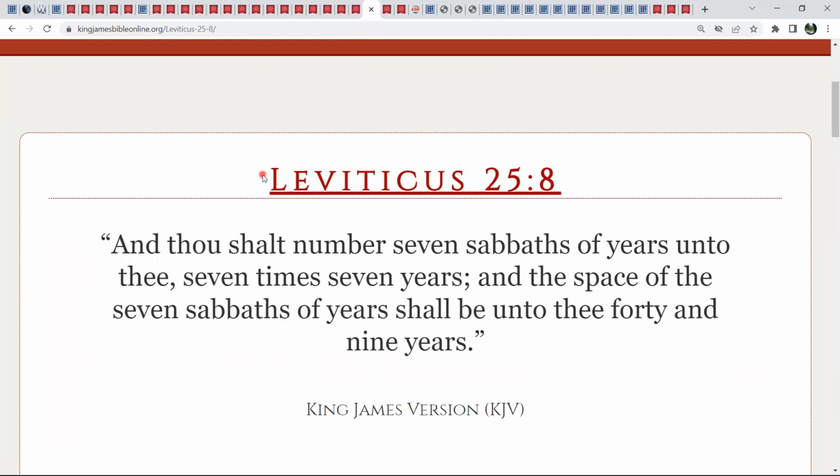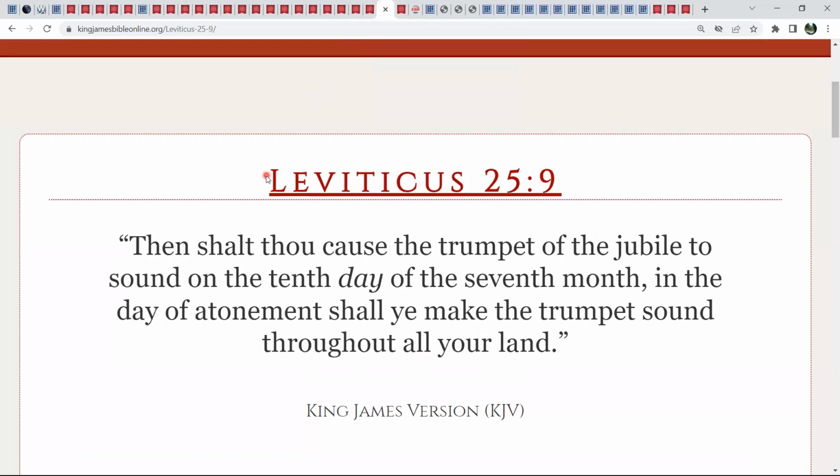grace of God. Verse 8, there is another wonderful feast, the 7th Sabbath of years in Leviticus 25. Thou shalt number 7 Sabbath of years unto thee. So we have the sabbatical year, and then we have here the 7th Sabbath of years unto thee, 7 times 7 years, and the space of the 7th Sabbath of years shall be unto thee 49 years. So what happened after 49 years of sabbatical years, 7 times? Then shall thou cause the trumpet of the Jubilee to sound on the 10th day of the 7th month, in the day of atonement. Shall he make the trumpet sound throughout all your land.